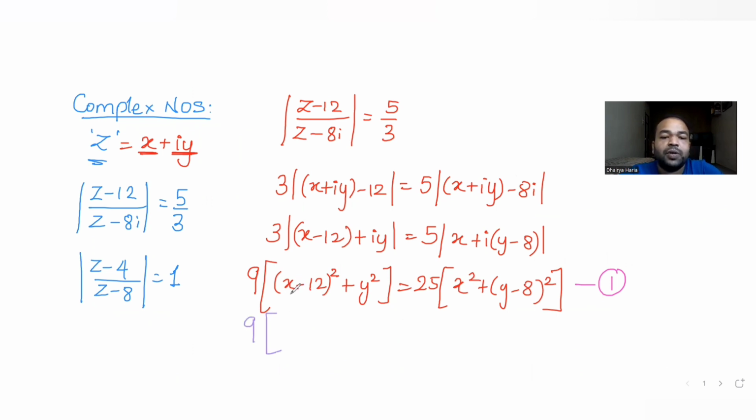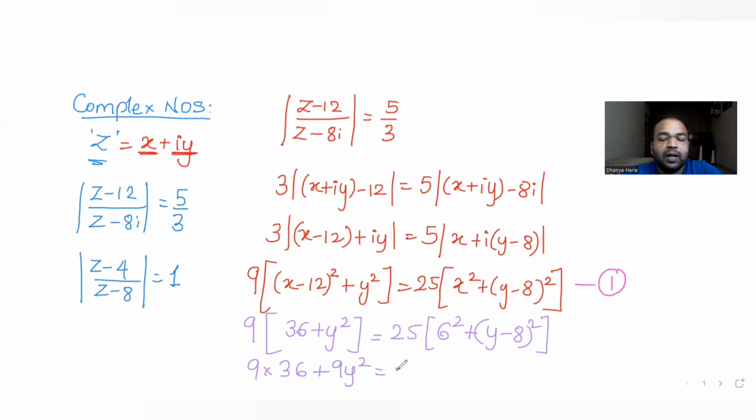If I put x as 6, it becomes (6 minus 12), so minus 6 the whole square, that is 36, plus y square, equal to 25. Again, x square, so x is 6, so 6 square plus (y minus 8) the whole square. Further, I can write this as 9 into 36 plus 9y square, equal to 25 into 36 plus 25 into (y minus 8) the whole square, which is y square minus 16y plus 64. Right? So let's try to solve this further.